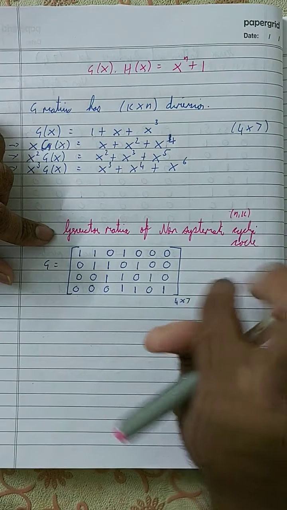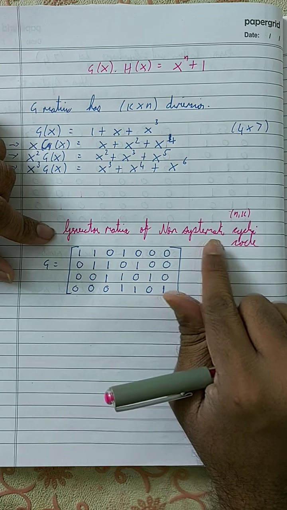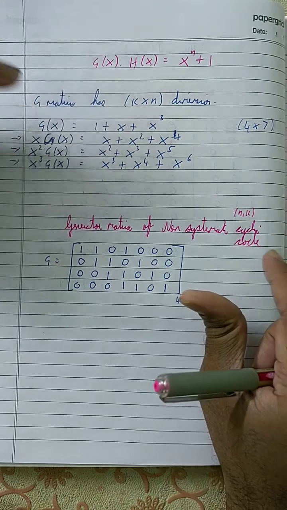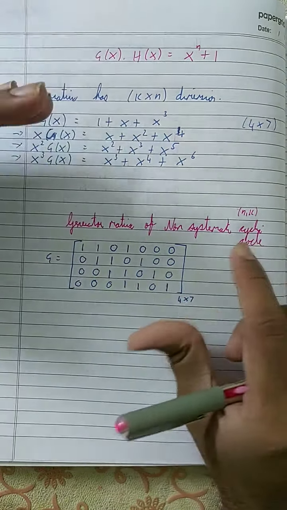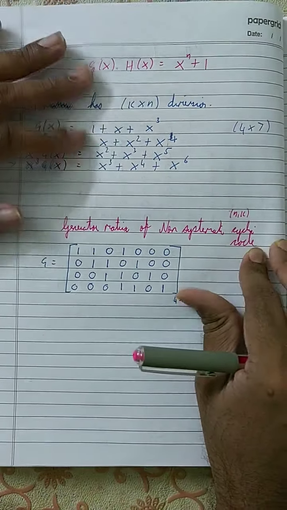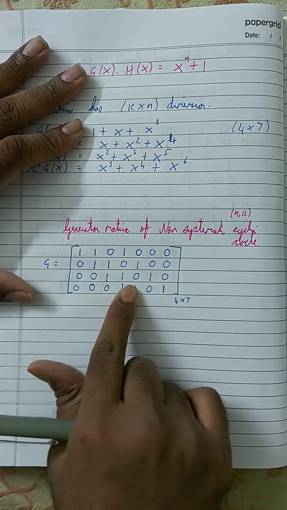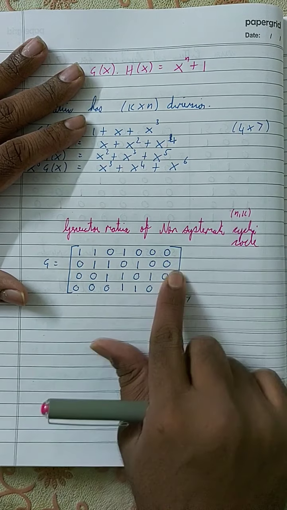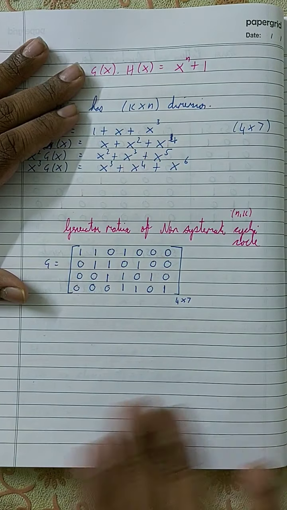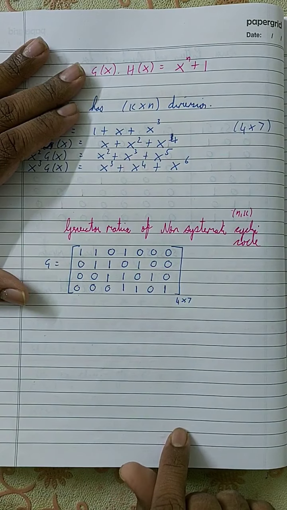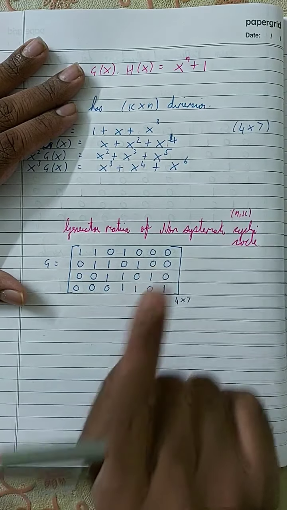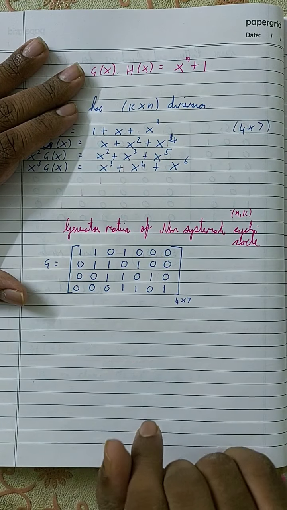Why is it non-systematic? What is the meaning of non-systematic? Non-systematic means that by looking at the code word, the input message bits and the parity check bits are all intermixed with each other. That is called non-systematic cyclic code. Alright, and how do you know that this is non-systematic? Because if it was systematic, then there would have been an identity matrix inside. We have learned that from the (n,k) linear block codes.